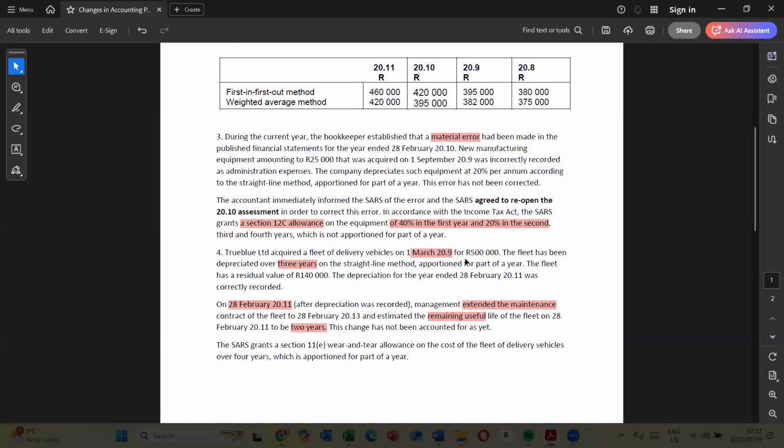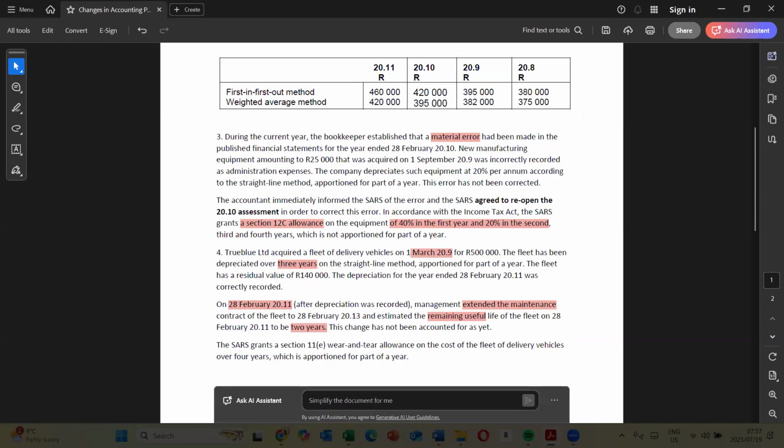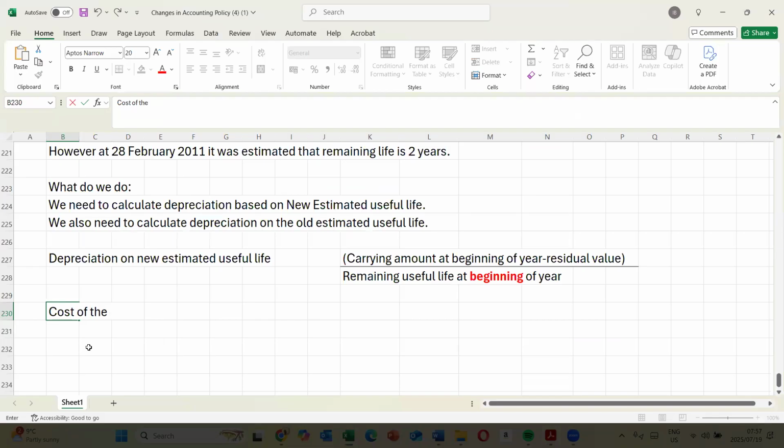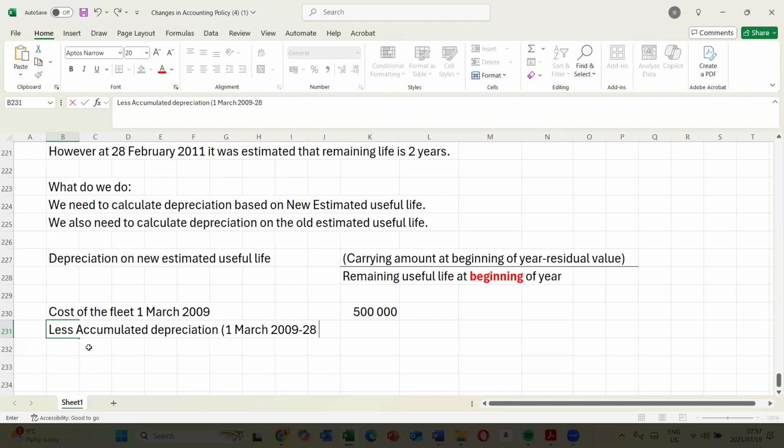So here we're given the cost of the fleet is 500,000 on 1st of March, 2009, the date of acquisition. The cost of the fleet is sitting at 500,000. Less accumulated depreciation. So accumulated depreciation for which period? From 1st of March 2009 until 28th Feb 2010. All right, so this is what we have as our accumulated depreciation.